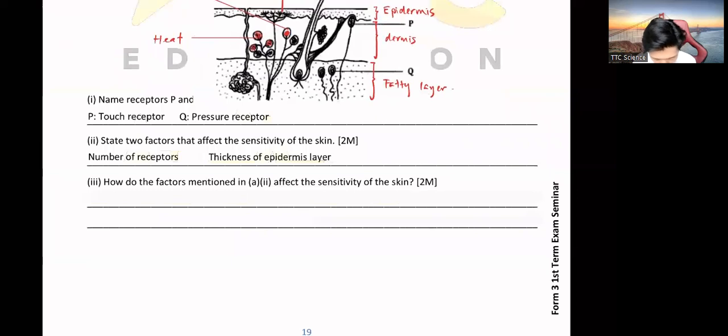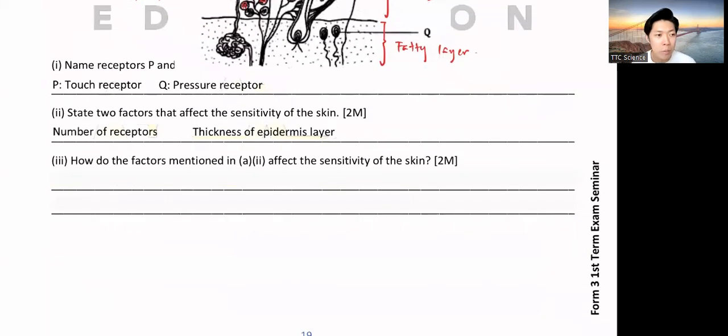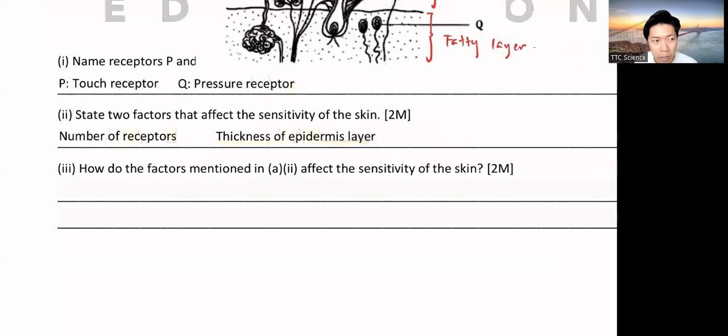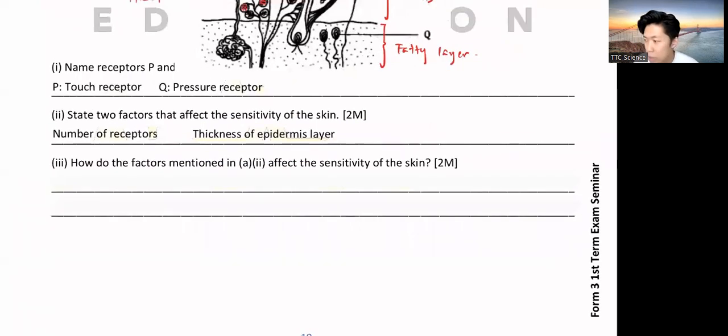Okay. So how do the factors mentioned in A2, numbers of receptors, affect the sensitivity? Okay, you all can do like the sentence. The higher the number of receptors on skin layer, the more sensitive, something like that. And do the same thing for the other. So you need two. The thinner the epidermis layer, the more sensitive or the more sensitivity, something like that. So like two sentences. Can you try on that? Then I'll show you my answers later lah, to double check a bit.